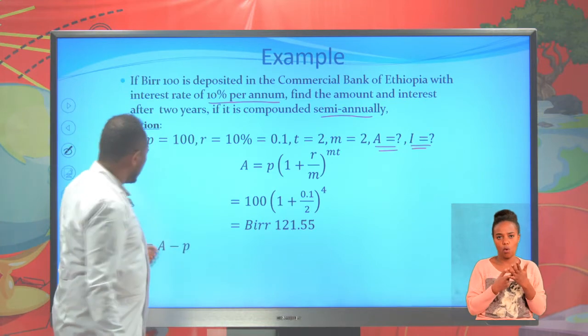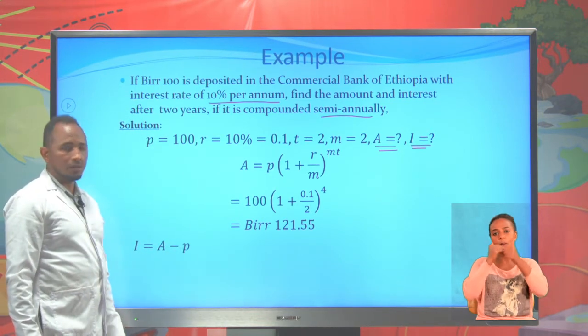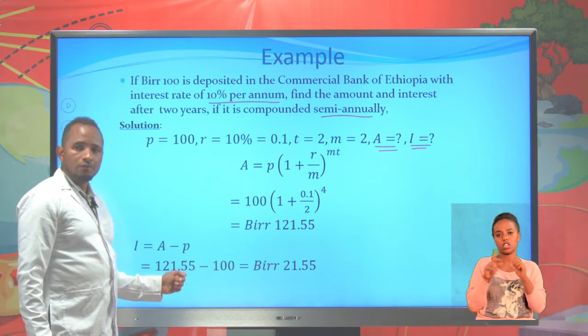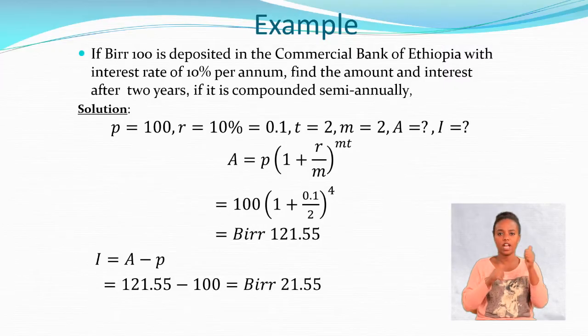Therefore, here the interest will be this amount minus principal. So the amount is 121.55 minus the principal, 100. Subtracting these two, you get 21.55. So this is the answer.